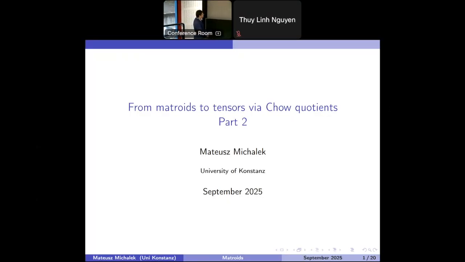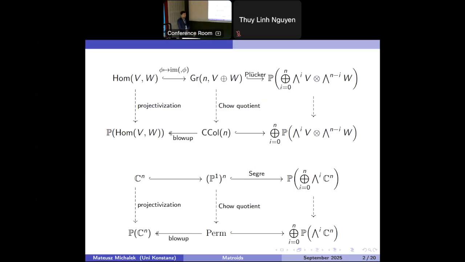Thank you very much. So today we continue, and I will start by slowly recalling how my talk and the talk of Matej ended. So my talk ended with such a diagram. We had the usual C to the N. This is where representations of a matroid lived. And I told you that maybe we should think about it as diagonal matrices.